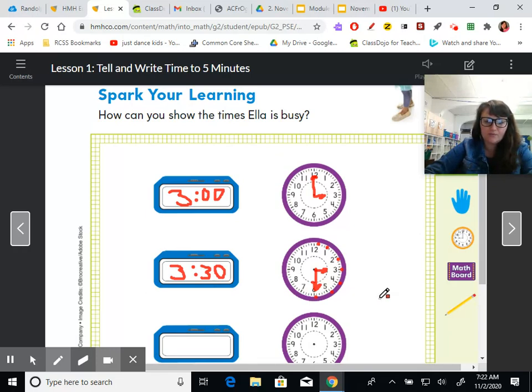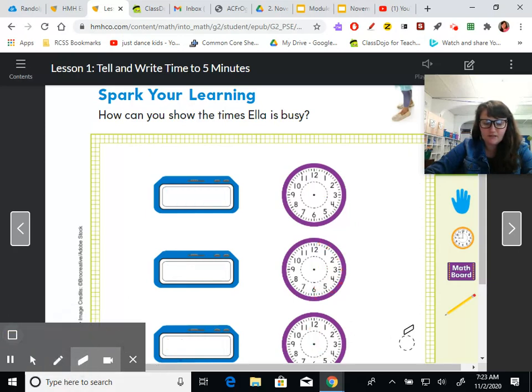All right, last one, she ate the snack at 4 o'clock. Okay, so remember, the big hand goes where? Okay, should go up here at the 12, and then the little hand, the hour hand, should go at the 4. So then you write it the same way you did the 3 o'clock, except with the hour. So 4 o'clock. That's how I remember it. Okay, so go ahead and fill this in on your page. Go ahead and pause it.